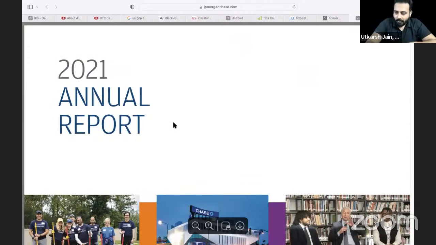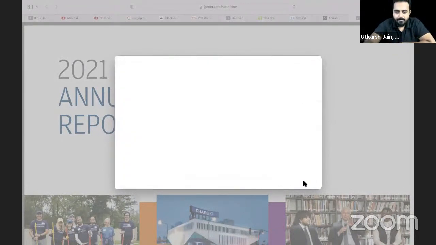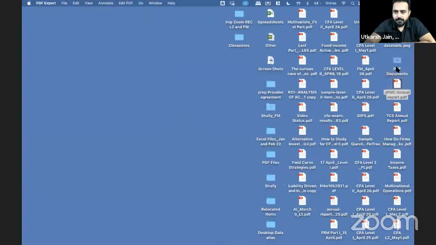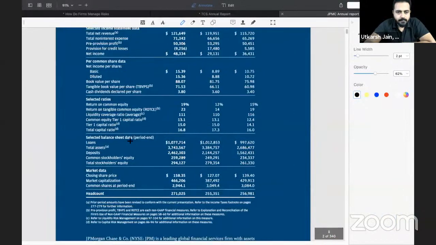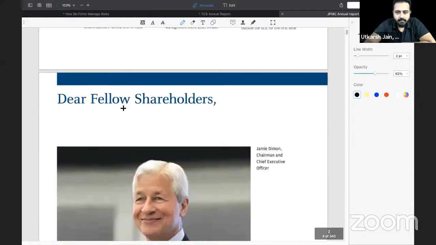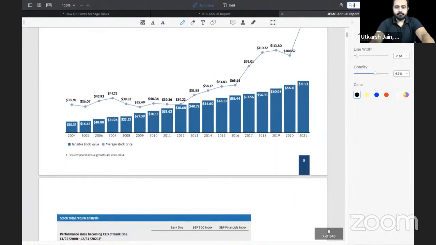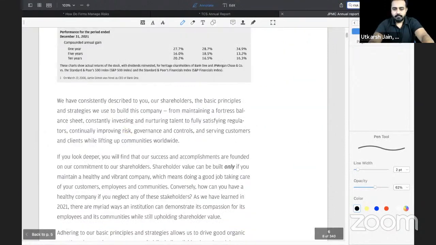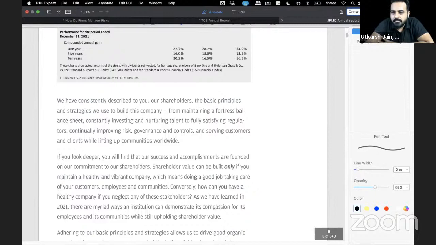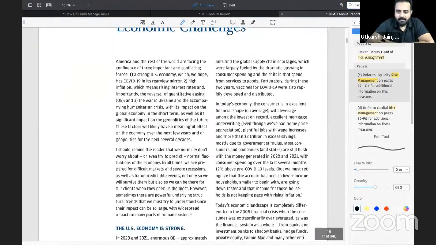All right, JP Morgan. This should be fun. JPMC annual report. It directly starts with financial highlights. I'm searching for some sort of an agenda. Okay, let me search for it. Now in a bank's annual report, I'm guessing risk management will be repeated a lot of times. Refer to liquidity risk management, capital risk management, pages 86 to 96. So somewhere around 80, I guess, this whole risk management business is starting.